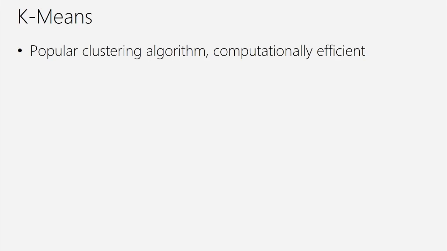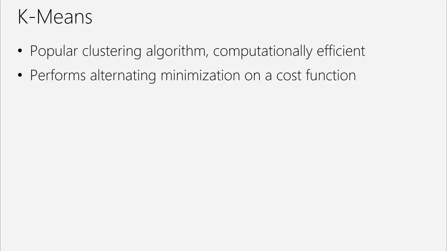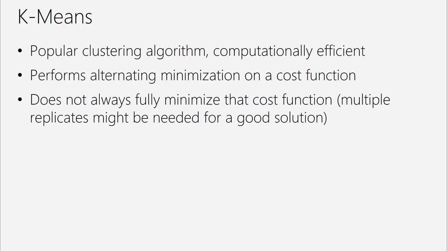All right, so k-means, just to summarize, it's a popular clustering algorithm. It is very computationally efficient because finding the mean of a bunch of points is easy, and then it's a single loop to find out what the cluster assignments are. It performs alternating minimization on a cost function, and I showed you exactly what that cost function was and what the alternating minimization scheme was. Now, it doesn't always fully minimize that cost function, and so multiple replicates with different initial conditions, different initial centers, might be needed to find a good solution.